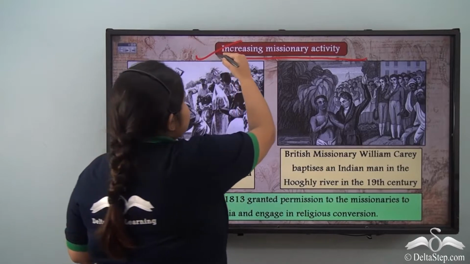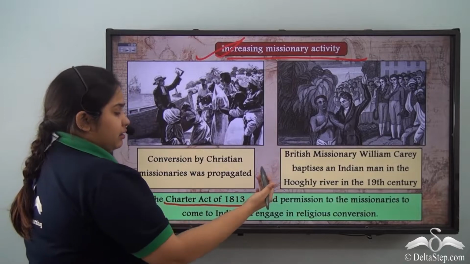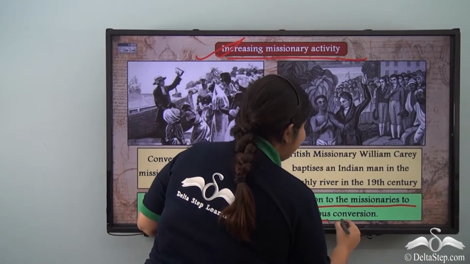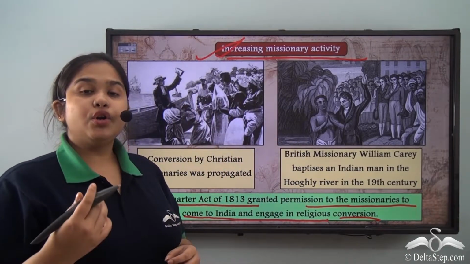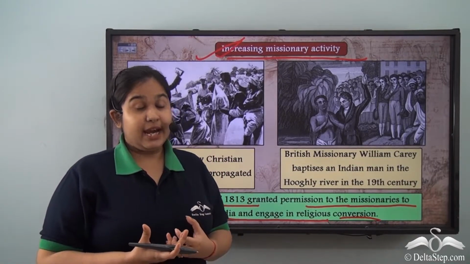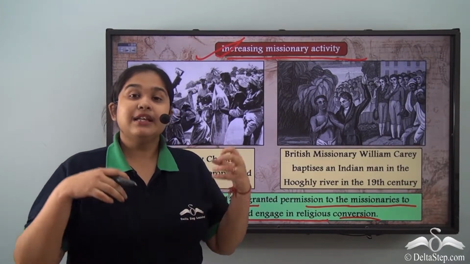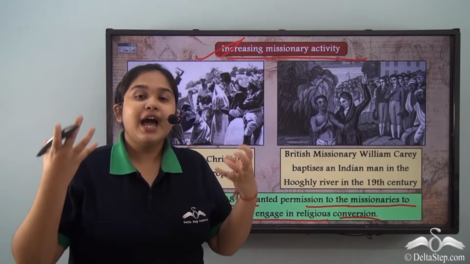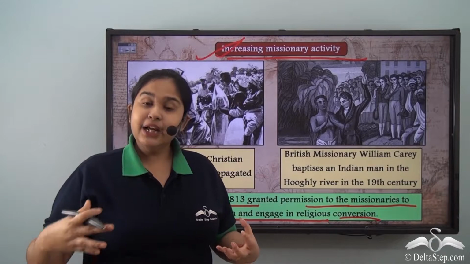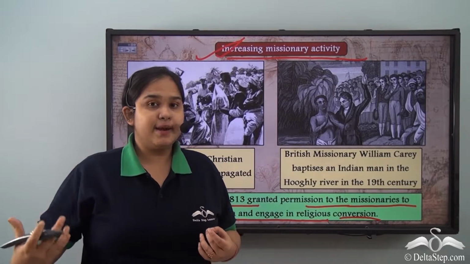Now, this was done by the Charter Act of 1813, where permission was granted to the missionaries to come to India and engage in religious conversion. So they were not only allowed to come and spread the word of imperialism per se, but they were also allowed to preach the religion of Christianity. Thus the British had a concept of not only colonizing but also changing the Indians as and how they required them to be changed.